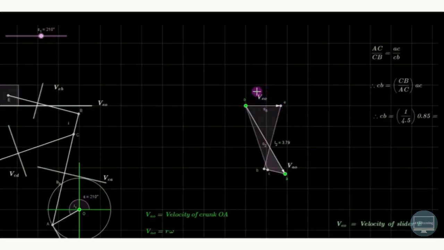And now we have to find out the velocity of the slider. So this is the vector. We are finding out velocity of E, so the arrow must be towards E. So E with respect to O. In this way, we can draw this particular velocity diagram.